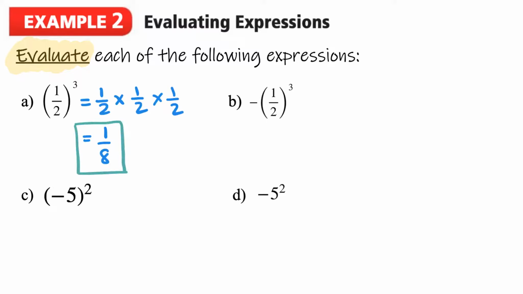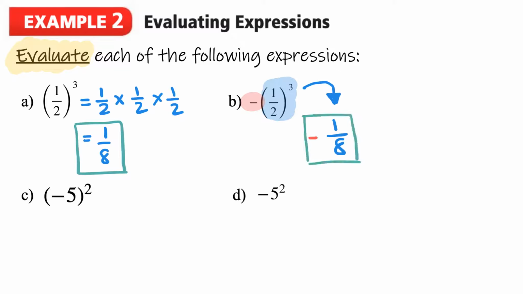Now, if we take a look at letter B, again, this is where we're talking about those parentheses and how it makes a difference. So, PEMDAS rule says that we're going to do our exponents first. So we have 1/2 to the power of 3, and we just saw that 1/2 to the power of 3 is 1 over 8. And then we have that negative on the outside, so that makes it negative 1 over 8.